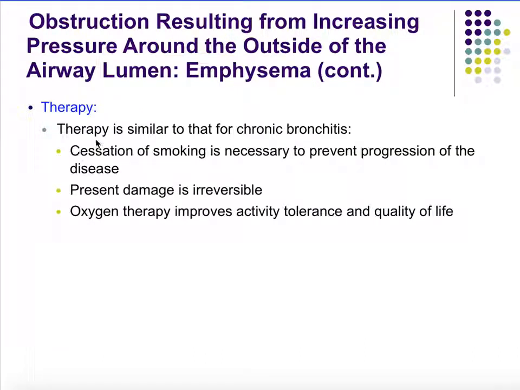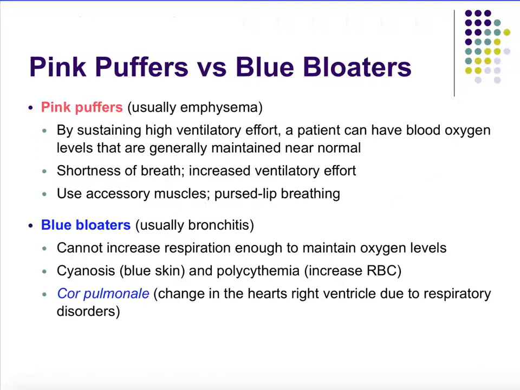So how do you treat emphysema? It's going to be very similar to how you would treat chronic bronchitis. So stop smoking to prevent progression of the disease. Unfortunately, whatever damage you have is irreversible. And then low-dose oxygen therapy can try to help improve quality of life.